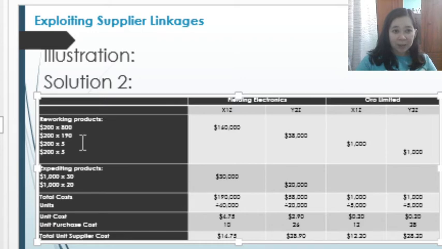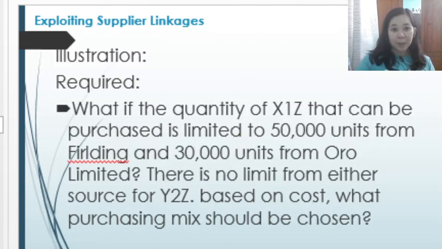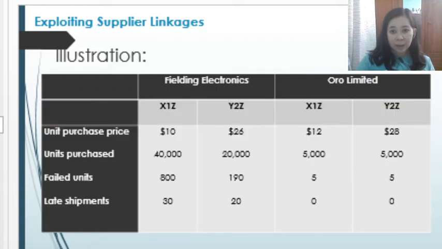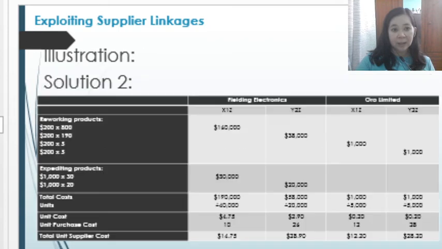Fielding products. So all we have to do is just to multiply the cost with its corresponding number of units in terms of failed units. So we use this data right here, then multiply it with its cost. So this is for the X1 to X1Z, Y2Z, and also for Oro Limited.